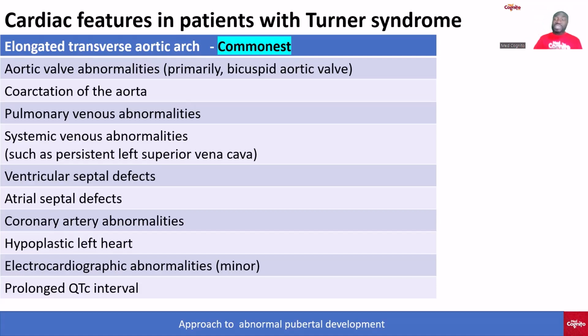What is the most likely cardiac feature you will see in an 18-year-old girl whose height is below the 5th percentile and whose mother has brought her into the clinic for amenorrhea? And the answer everybody should tell me is that the patient will have an elongated transverse aortic arch. There are other cardiac concerns like aortic valve abnormalities, coarctation of the aorta.